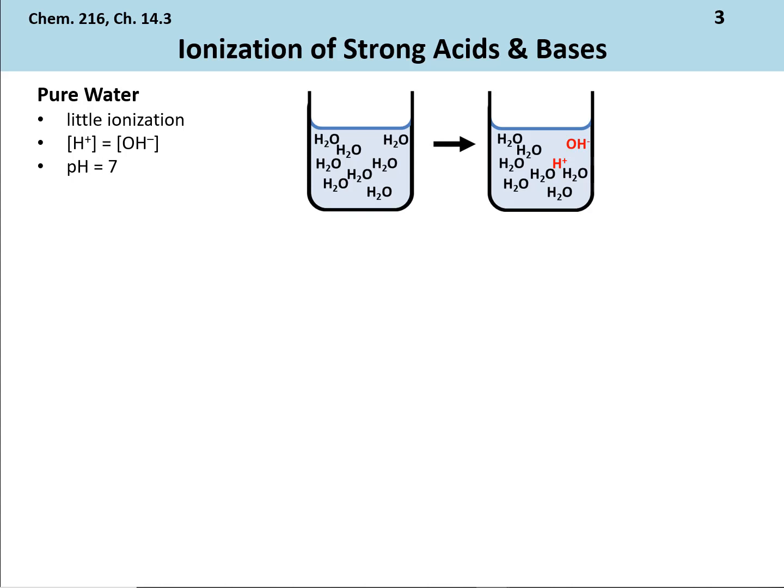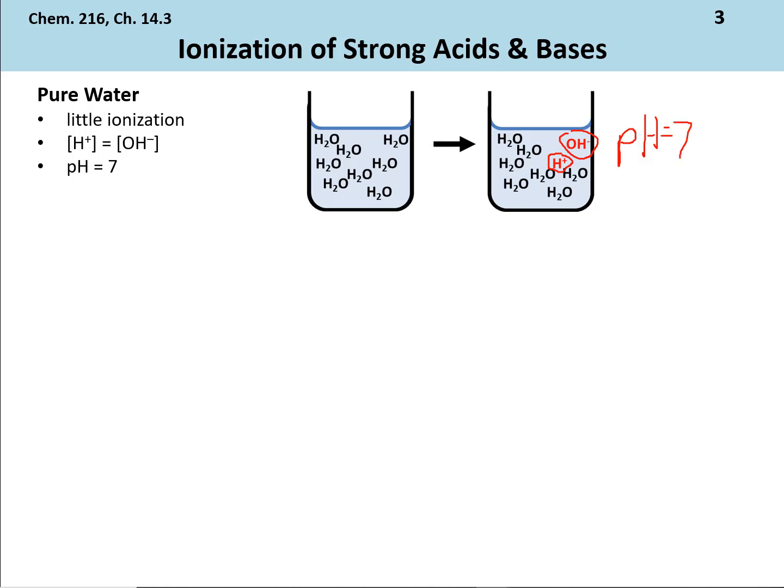All right, so let's start by looking at what happens in pure water. In pure water, I have H2O. Some of that H2O is going to dissociate to form H plus and OH minus. But they're going to be equal amounts. And so I can say the pH here is going to be 7. Right? That means it's neutral.